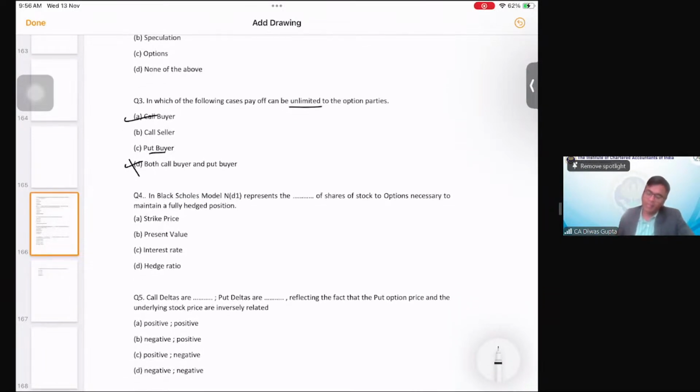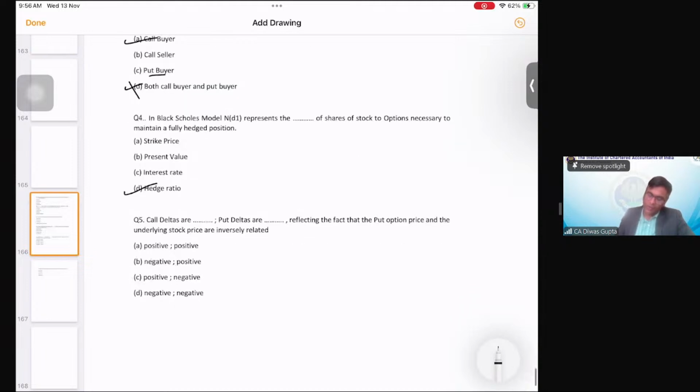Now question number 4. In the Black-Scholes model, N(d1) represents the dash of the shares of stock to options necessary to maintain a fully hedged position. Tell me A, B, C or D, whether it is strike price, present value, interest rate or hedge ratio. Yes, I think all of you are correct. Pooja, Ojajini, Nisha, all of you are correct. Very good. This is the hedge ratio. This we have covered today also, right?